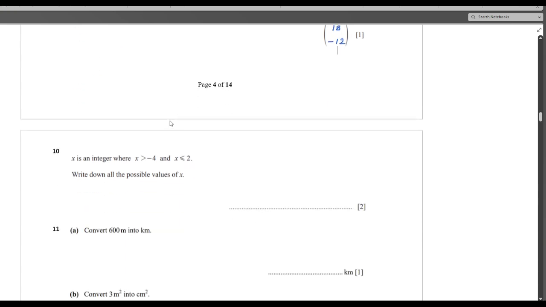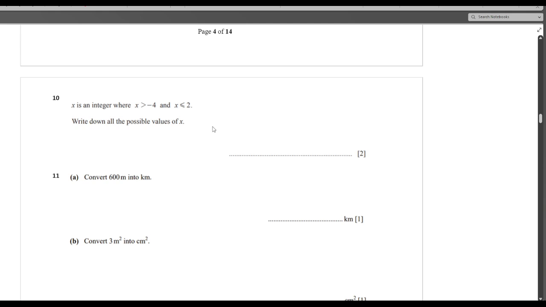Now question number 10. x is an integer where x is greater than minus 4 and x is less than or equal to 2. Write down all the possible values of x. So x should be greater than minus 4. So the first integer value greater than minus 4 is minus 3. Then it is minus 2, minus 1, 0, 1. I have to write till 2 because here x is less than or equal to 2. So that 2 will also be included here. The common mistake you make is you either do not write 2 or you write minus 4 as well.